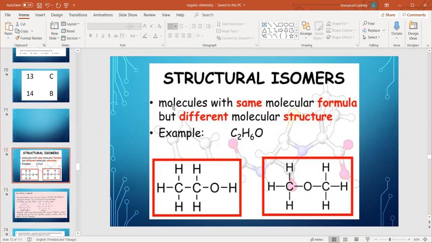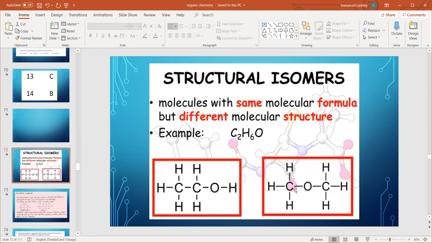So for example, you have C2H6O. In the first one, you have carbon bonded to 3 hydrogens. The second carbon is bonded to 2 hydrogens, which is bonded to oxygen and a hydrogen. This makes this compound ethanol. On the other hand, we have CH3 on one side. You have carbon bonded to 3 hydrogens. This is bonded to oxygen, which is bonded to carbon that is bonded to 3 hydrogens. This results in the formation of an ether.